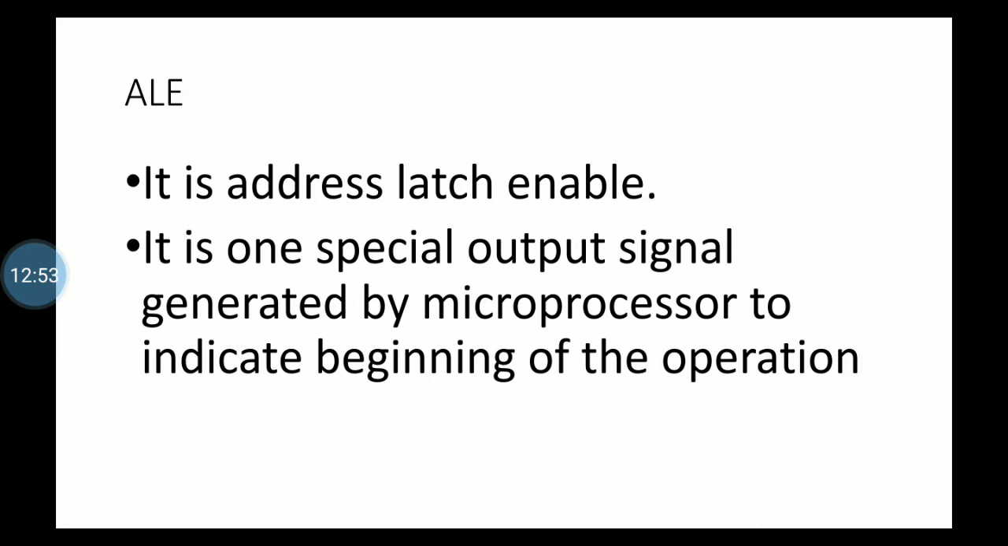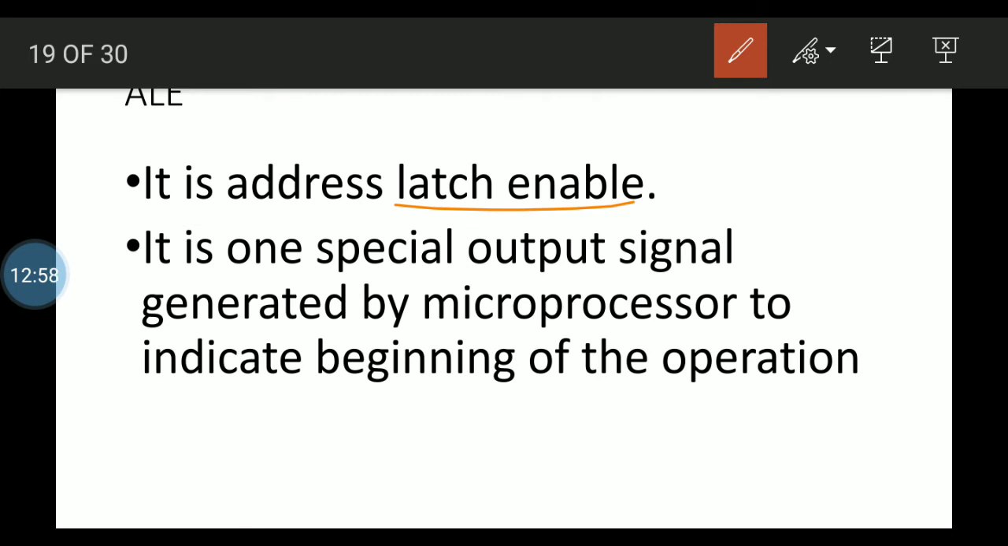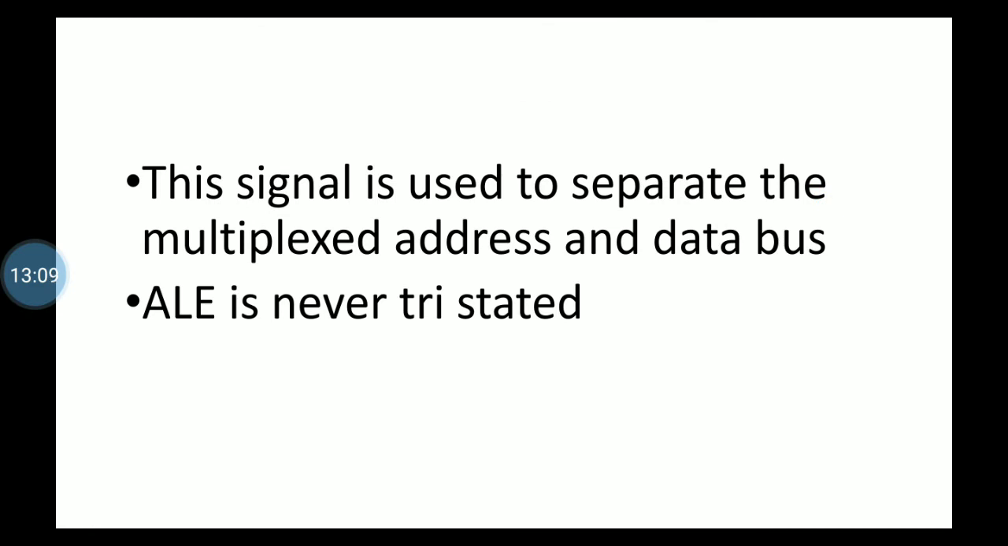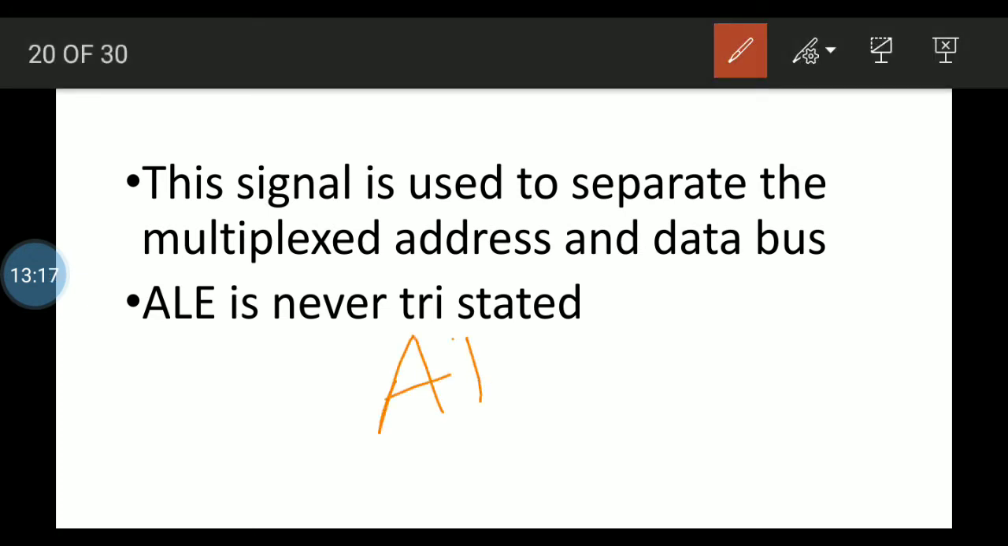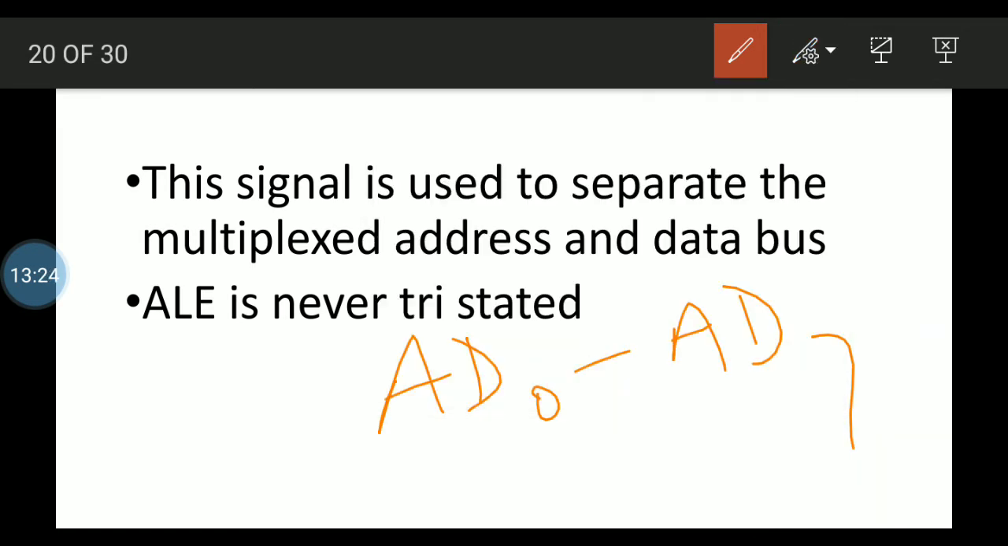ALE is the full form of address latch enable. It is one special output signal generated by the microprocessor to indicate the beginning of the operation. This signal is used to separate the multiplexed address and data bus, that is AD0 to AD7. This signal will separate them by using ALE.